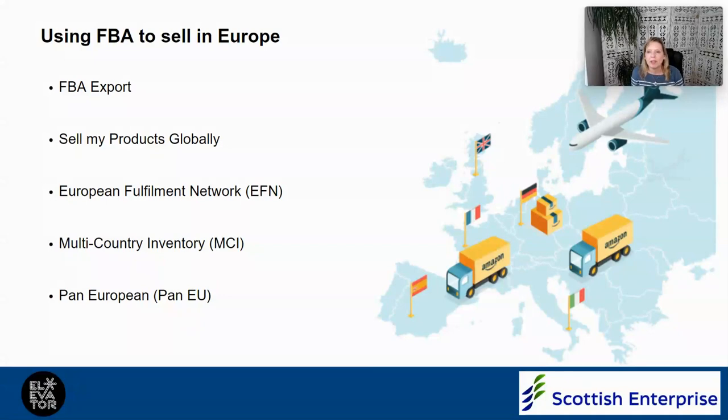I will say, folks, it's not always easy to find and recognise the EU selling programmes. There's no handy single page that lists all of them, but seasoned sellers do eventually work out what they all are, and we have 5 here that we can tell you about that are generally available for UK sellers. So we have FBA Export, Sell My Products Globally, the European Fulfilment Network, Multi-Country Inventory, and the Pan-European Programme.